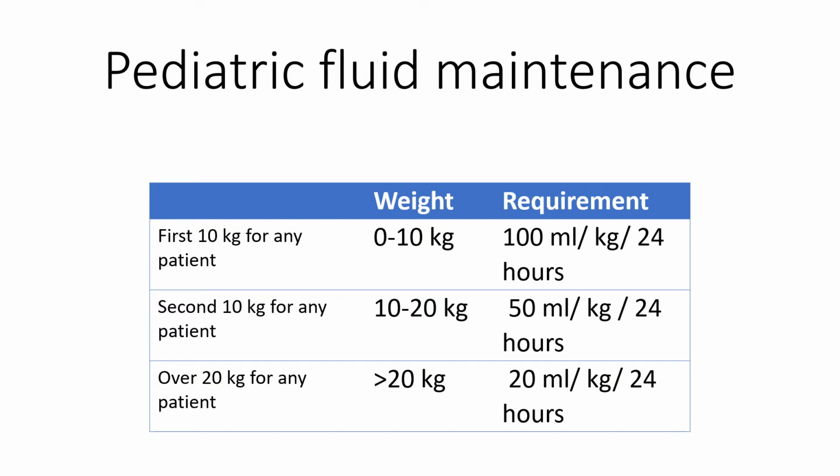For the second 10 kilos, so after that first 10, we're going to give them 50 mils per kilo per 24 hours. And for anything above 20 kilos in the patient, the rest of that weight is going to be calculated at 20 mils per kilo per 24 hours. And then what we're going to do as nurses is divide that by 24 hours to get the rate that we want to set our IV pump at.